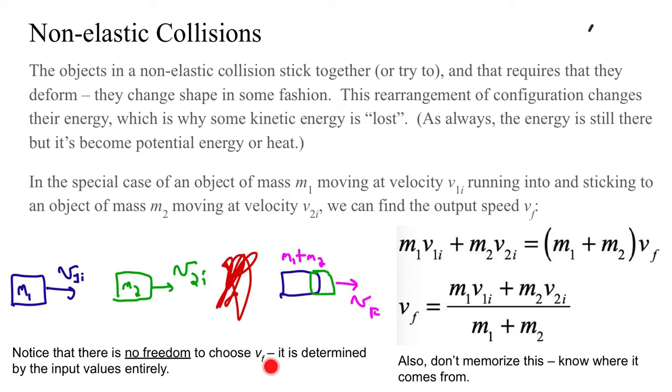Notice there's no freedom to choose vf. It's entirely specified by the initial velocities and the masses together. You have no options as to what comes out. If this is a totally non-elastic collision, there is only one possible output. Also, don't memorize this formula. It's pretty easy to derive, and knowing where it comes from can be very important.